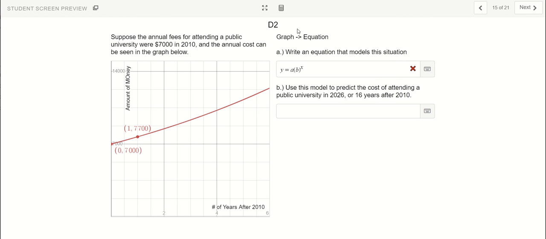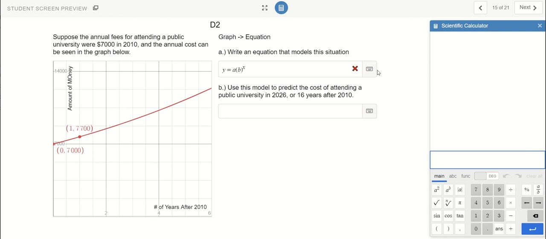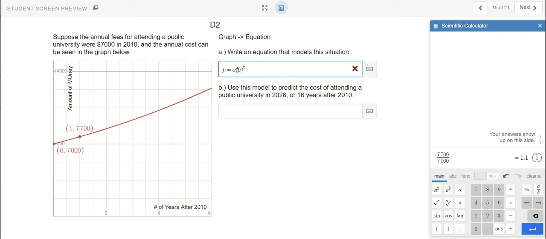Second situation, here we have it cost $7,000 in 2010. So that's at the start, 2010. And then after the first year, it increases to 7,700. Again, the way that I find my ratio is I take the next number, the height of 7,700, divided by what it was before, 7,000. So I see that my multiplier is 1.1, height of 7,000. Okay. How much would it cost in 16 years or in 2026? So I'm going to copy and paste my equation.